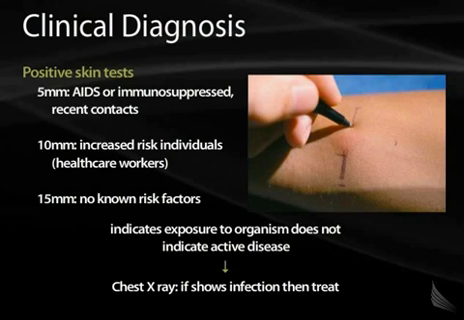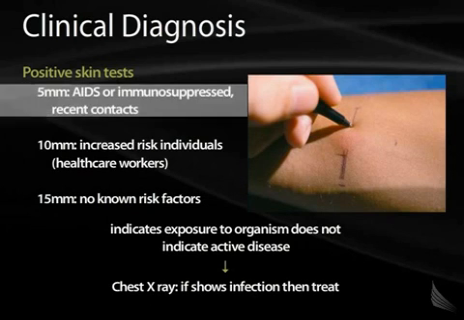and positive results are dependent on 3 different sizes, depending on your risk factors for tuberculosis. If you have AIDS, or are immunosuppressed, or have had recent contacts with somebody with primary TB, a small skin test of 5 millimeters is large enough for you to have a positive skin test. The reason we have this is because you don't have much time to develop an immune response, or if you have AIDS, you don't have much of an immune response, and so anything counts. Less than 5 millimeters gets a positive test for these people.